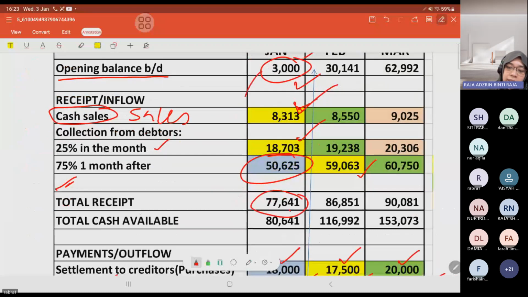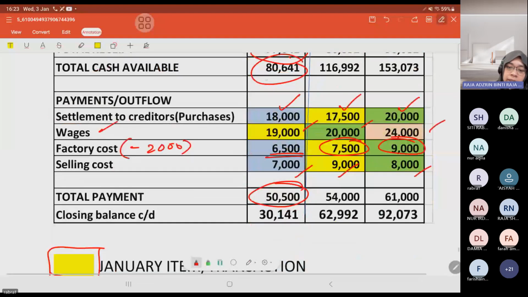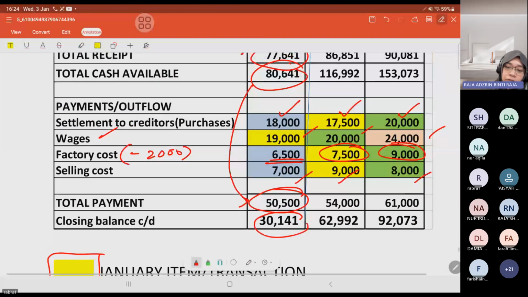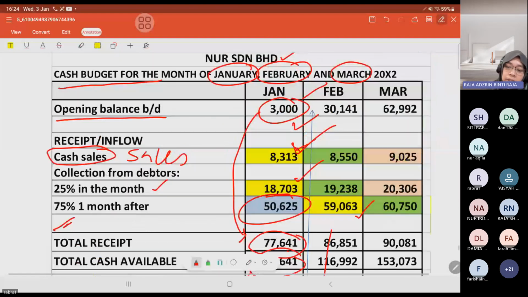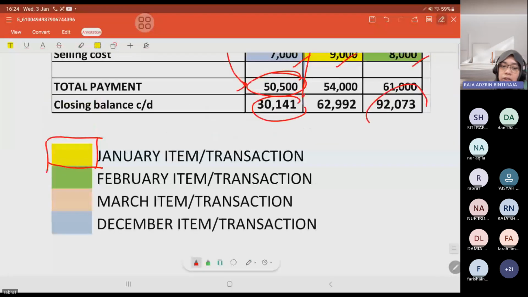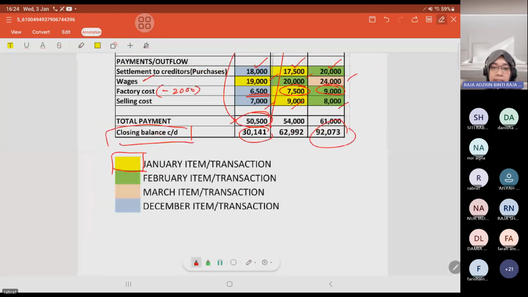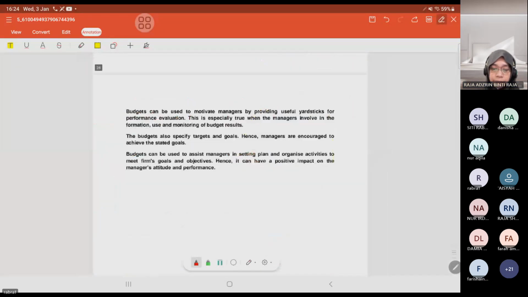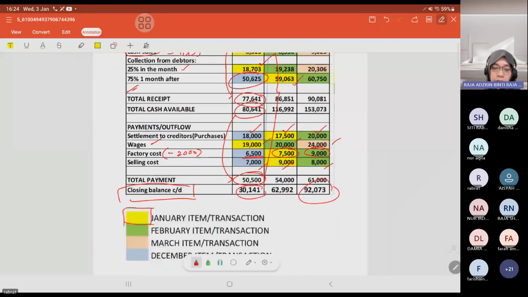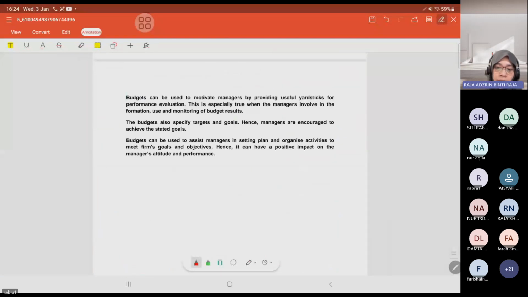So once you have finished, masukkan all the items, totalkan je lah your total receipt, kemudian total cash available 3 campur 77 ni, so you dapat 80, kemudian minus totalkan all your outflow, so 80 minus 50 ni you dapat 30. So that 30 saya kata bring forward dekat atas ni, so that will be your 30 and then continue sampai you dapat this one is your closing balance. So that's how you prepare your cash budget. Senang je. Okay. So that's how you prepare your cash budget.